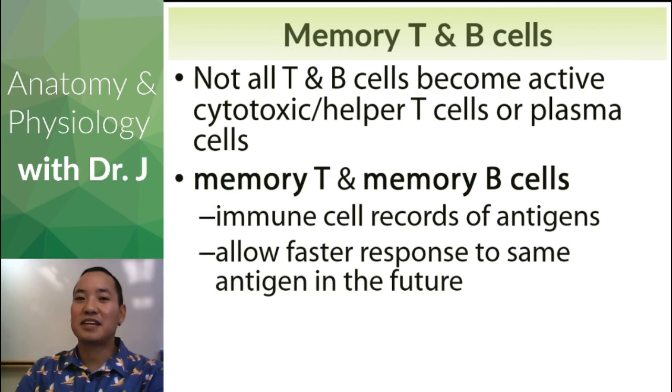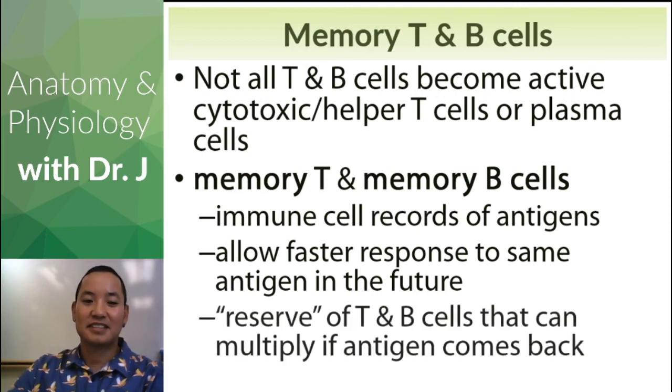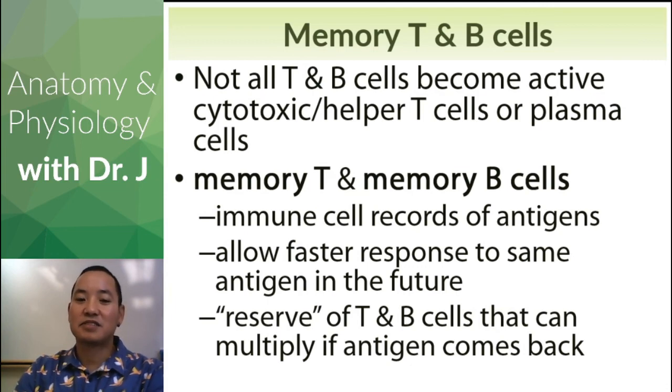So again, why? Because you don't have to do that screening of all these T cell and B cell receptors again. Because you already have a T cell receptor or B cell receptor that recognizes that antigen you were previously exposed to. This allows for a faster response. So again, this is a reserve of T and B cells, just like our National Guard, just like our military reserves. These are reserves that your body can deploy if that threat, that antigen or pathogen, comes back.